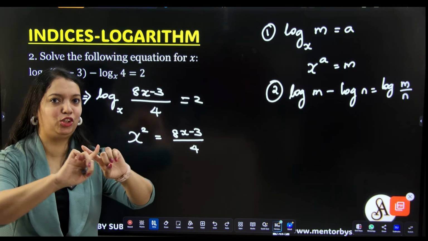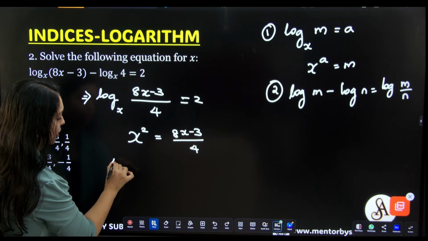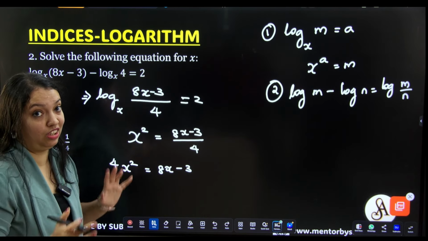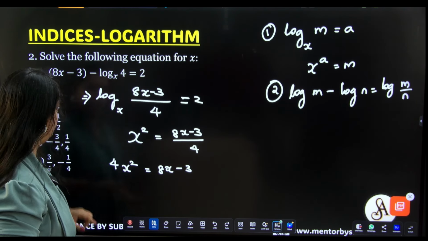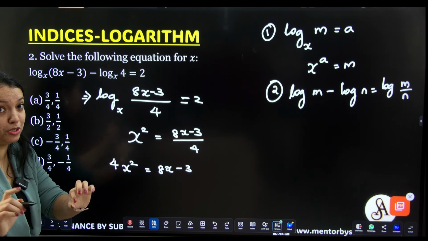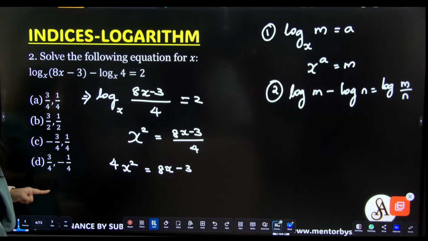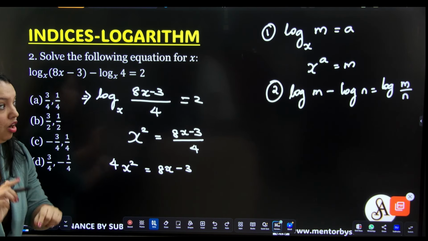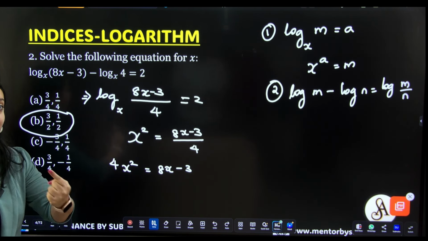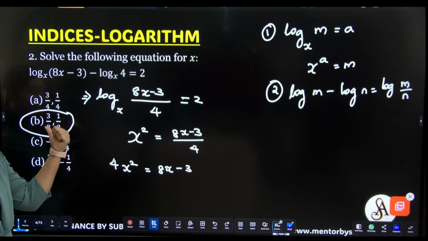Once I get this, there are two ways to solve the problem. Method number 1, cross multiply. You get 4x square is equal to 8x minus 3. Now substitute the left hand side and right hand side from the options. If I pick the options, in this question there is only one option which is very unique. See, I have 3 by 4, minus 3 by 4, 3 by 4. Three different options look alike. Only one option, option B, has 3 by 2, 1 by 2, which does not go along with the other three options. We always check using the unique option.